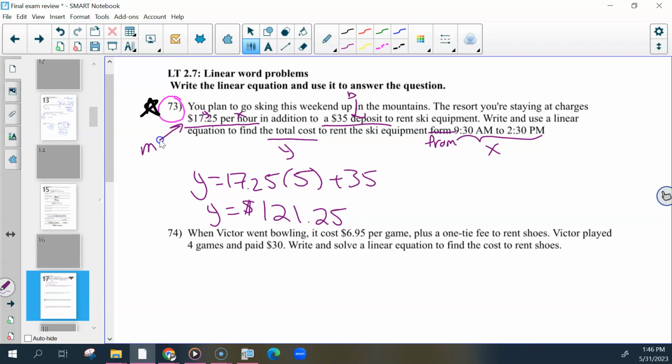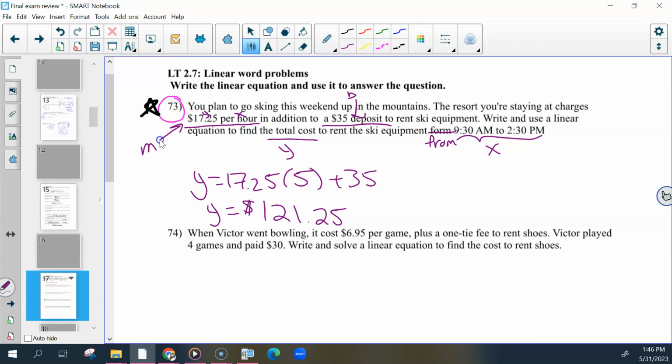Anytime they say something about a one-time fee, a deposit, that's always your fee. Be careful with the different problems. Sometimes they're looking for total, sometimes they're looking for slope, sometimes they're looking for B. Depends. Or the X.